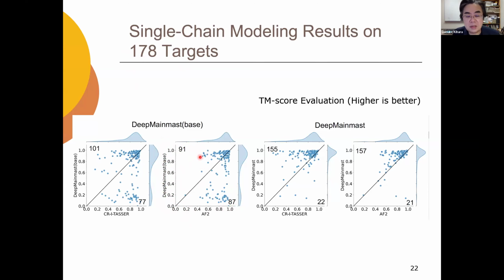You see that the number of times we win and lose against AlphaFold is almost similar. But if we now combine our tracing methods with AlphaFold, which is the full DeepMainMast, then we can clearly win over AlphaFold 2.